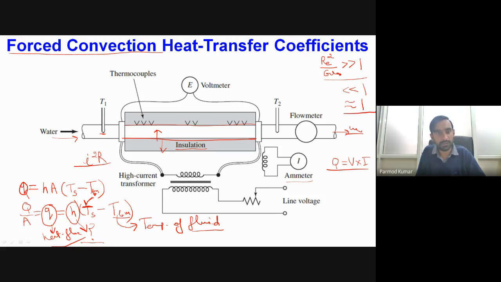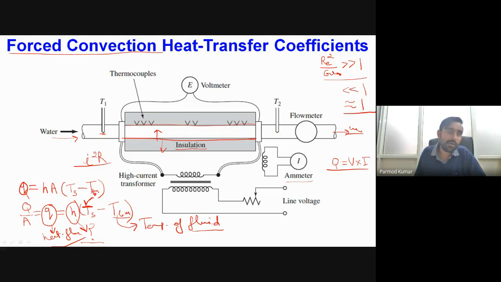Moreover, whatever the inlet and outlet temperature of the water we get will also not be a function of time; it will remain constant with time. So under such a situation, if we consider a perfect insulation, we can say that whatever amount of heat we are supplying, which is equal to Q equal to V into I, that entire amount of heat is being transferred into the water.